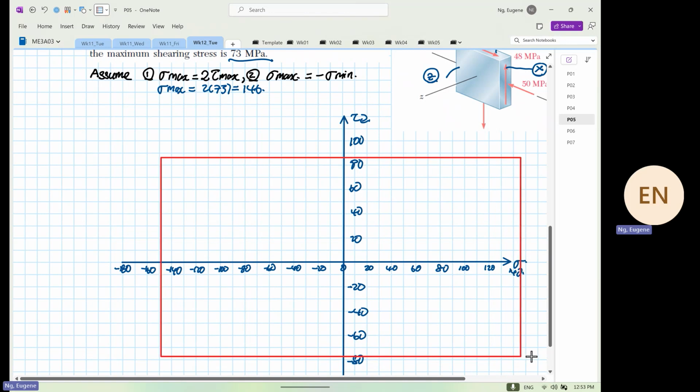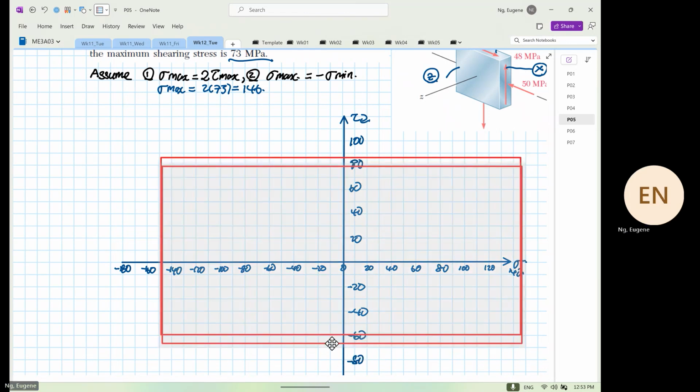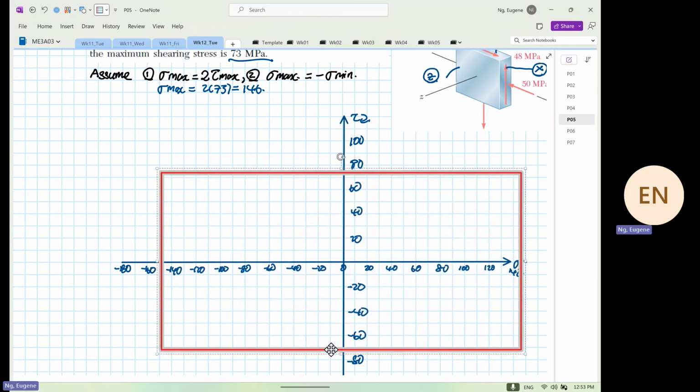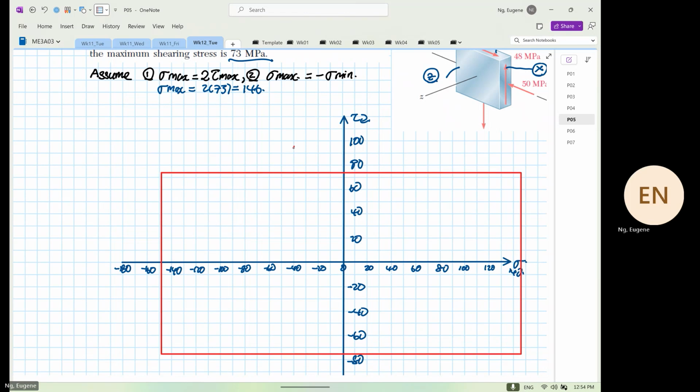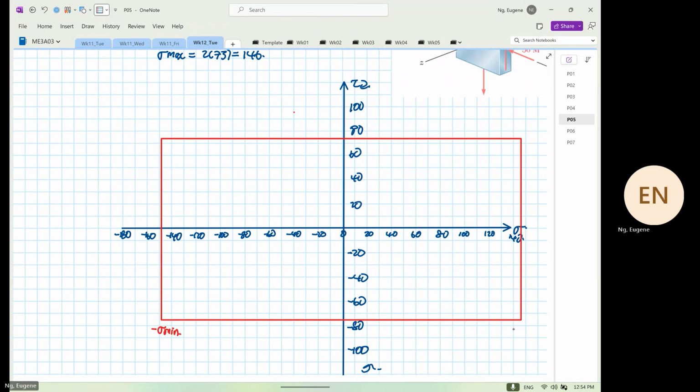146 is about here. And the Y is about 73. So 60, 70, 73. This is just a sketch. So 73 is about here. So what does this box mean? This is our stress max. This is our stress max. This is our tau max. This is also our tau max.